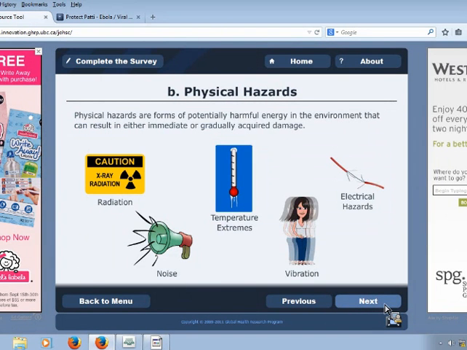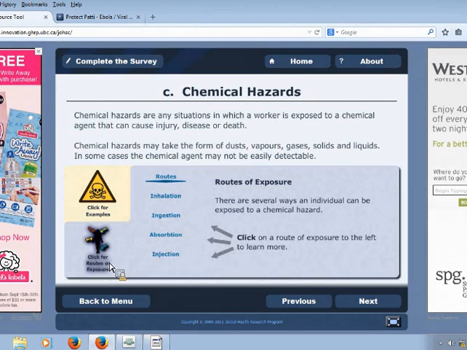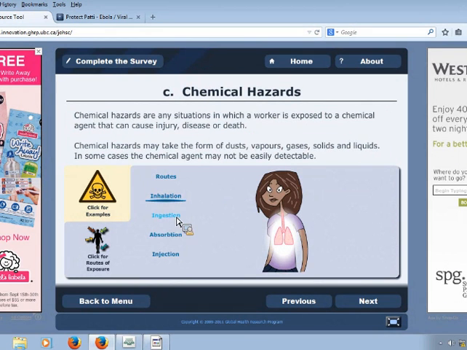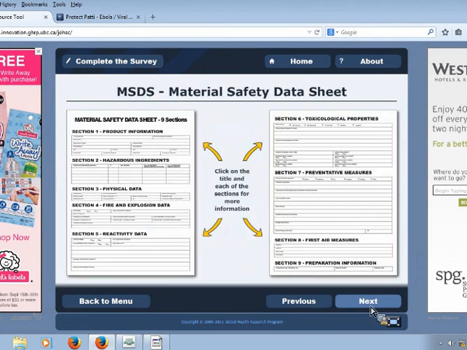The physical hazards, as I mentioned, we're not going to say much about. You can go into these if you want to. Similarly, the various chemical hazards as well. But keeping in mind that the routes of exposure vary, it's not only inhalation, which is the most important route, but there's also ingestion, absorption through the skin, and injection.